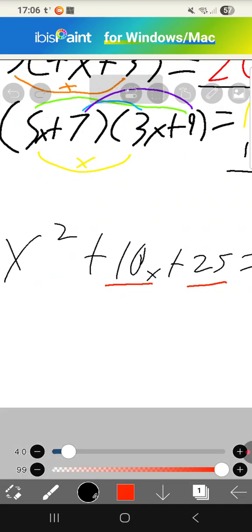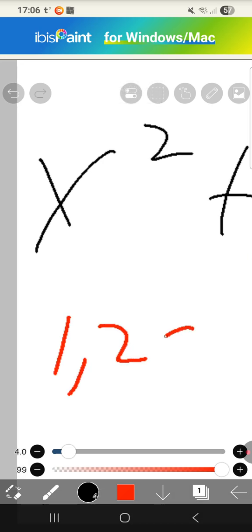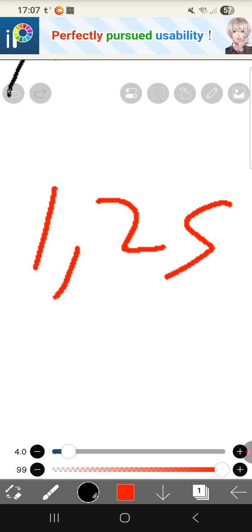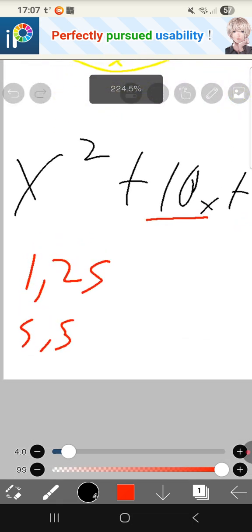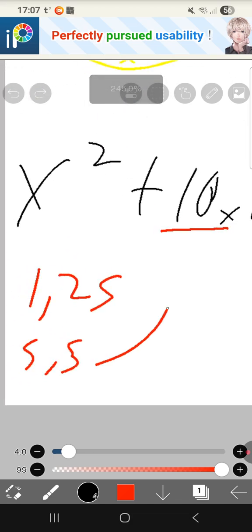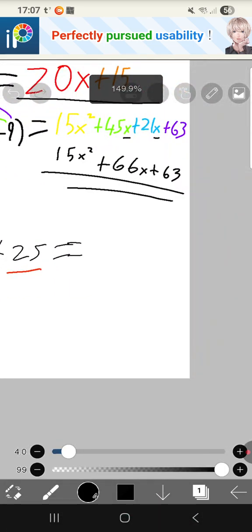So first you want to find 25's multiples: 1, 25, and it's no 2, it's no 3, it's no 4, 5, and 5. These are its only 2 multiples. No, not multiples, factors. Which of these adds to 10? 5. So, this is how you factorise back into double brackets.